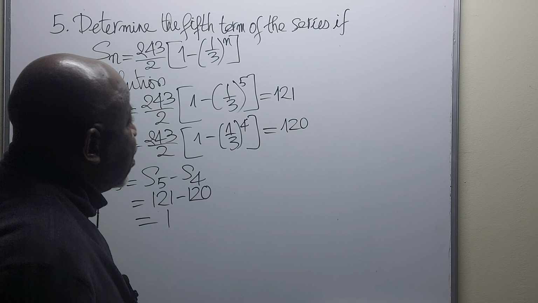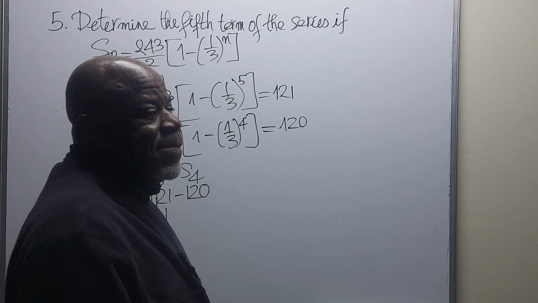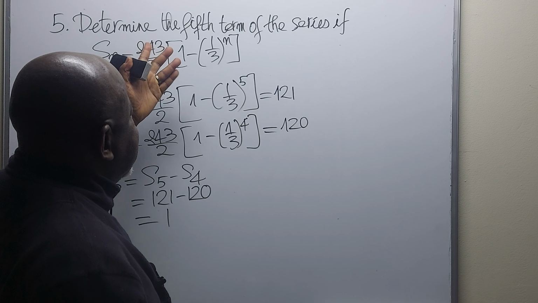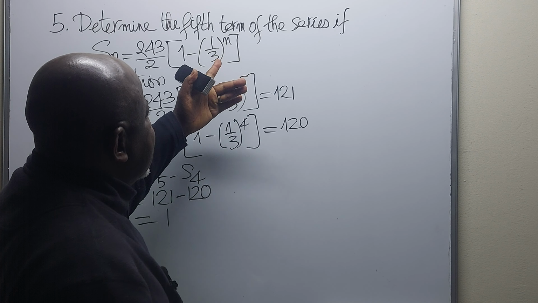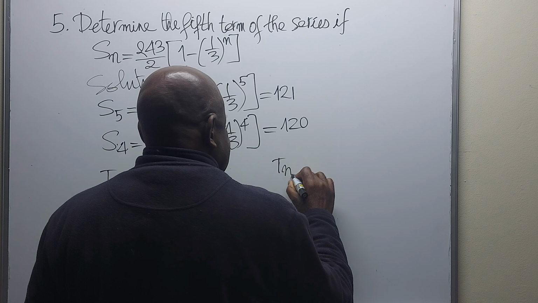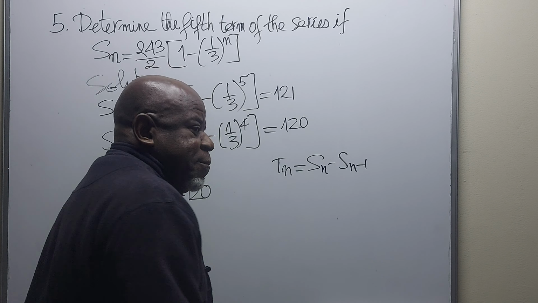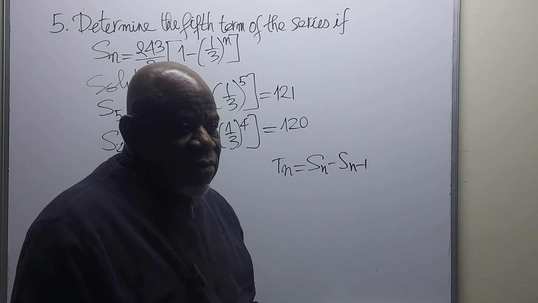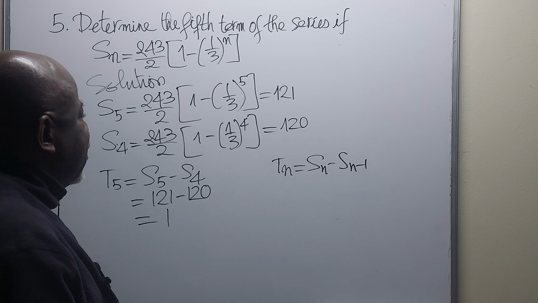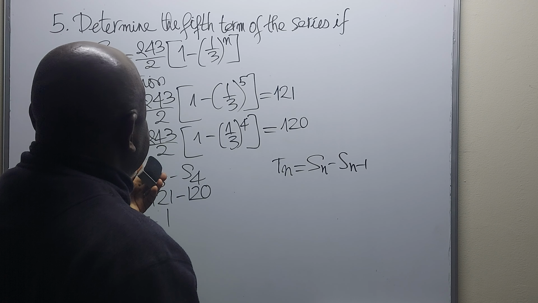So we're going to move to the next point. Here is the way we can determine the fifth term using this formula. As you know, I'm just going to remind you: Tn is equal to Sn minus Sn minus 1. So now we're going to talk about something else. I'm going to clean the board and then we will continue.